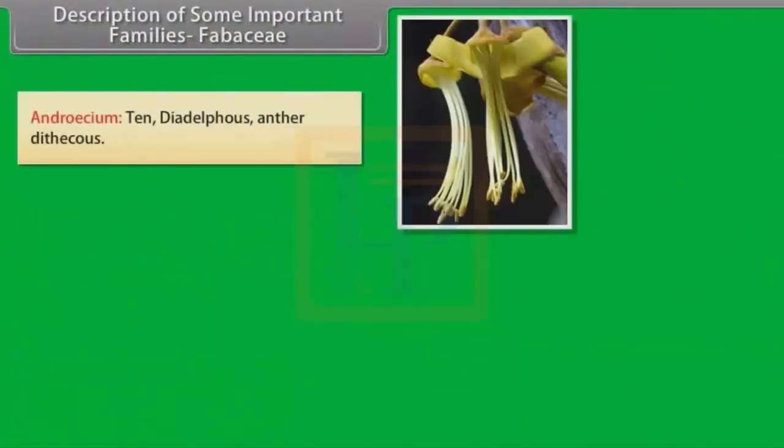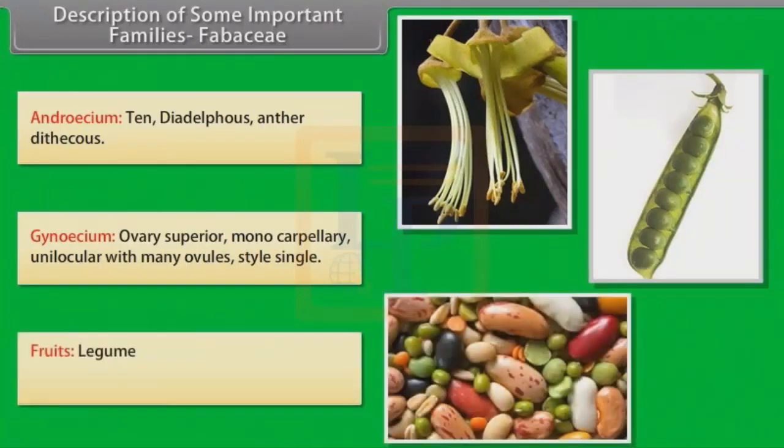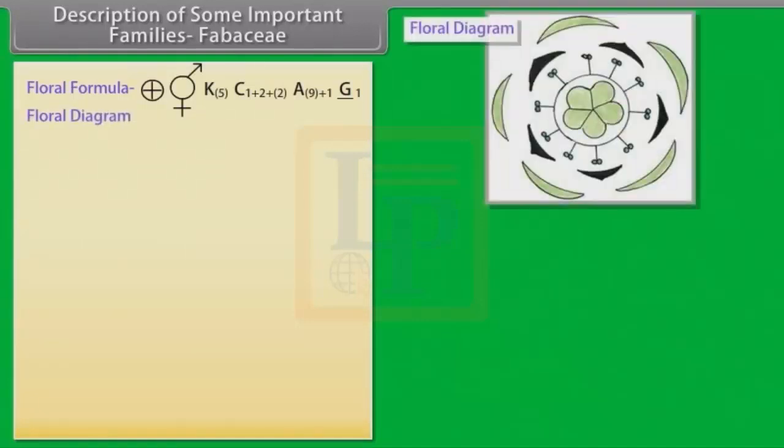Androecium 10, diadelphous, anther dithecous. Gynoecium, ovary superior, monocarpellary, unilocular with many ovules, style single. Fruit, legume. Seed one to many, non-endospermic. Floral formula is, and this is the floral diagram.